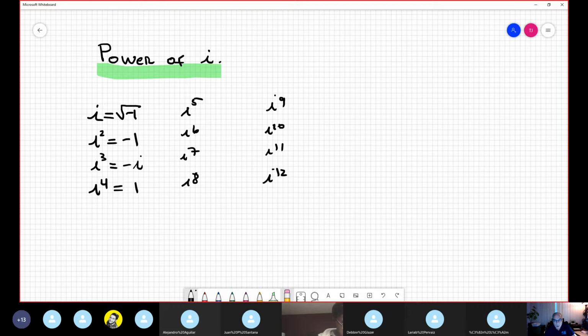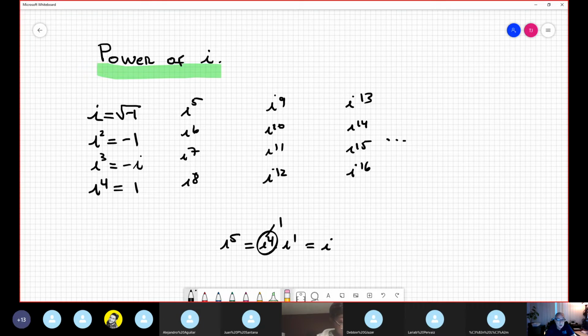One more. 13, 14, 15, and 16. And we discover the pattern can represent this. For example, I to the 5th power: I break it down. It's I to the 4 times I to the 1. But I to the 4, I know is 1, and 1 is an invisible multiplier, and the answer is I.